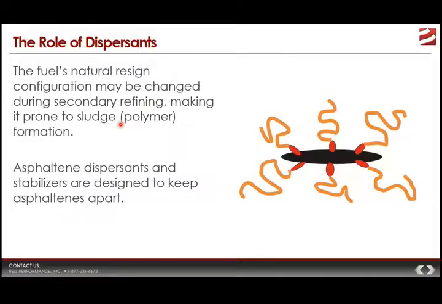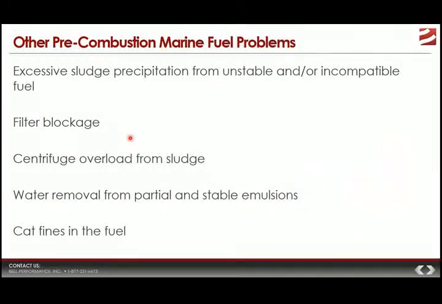You'll put them in the fuel, they'll keep the molecules apart, keep them from growing larger, and keep them from becoming problematic. So if you use a dispersant in a marine fuel oil, you get less fuel sludge dropout, you get less blocking of filters, you get less presence of asphaltene in centrifuges, things like that. So asphaltene dispersants definitely are an essential thing to use in marine fuel oil if you want to prevent those kinds of problems. So that's marine fuel oil stability.